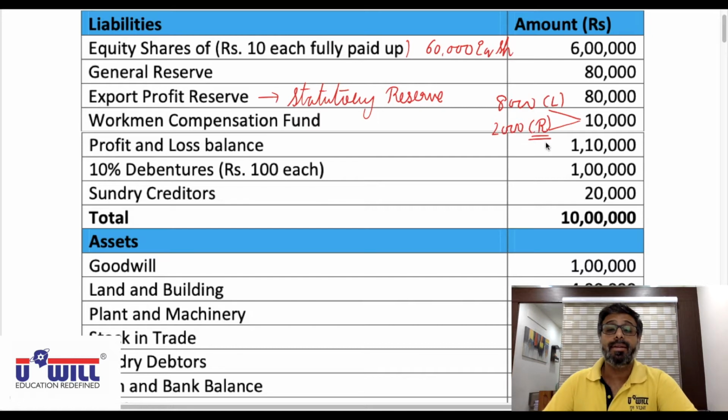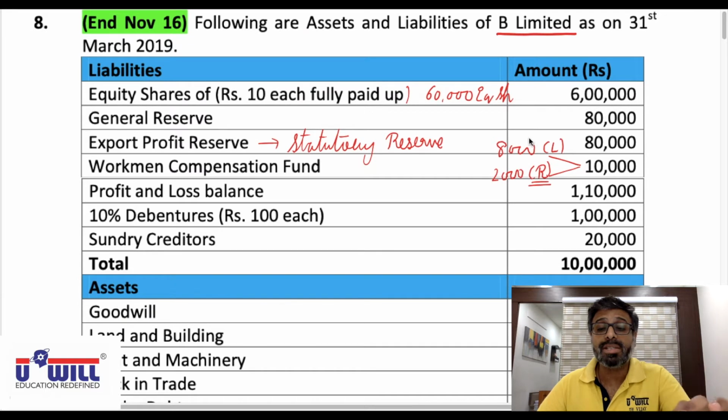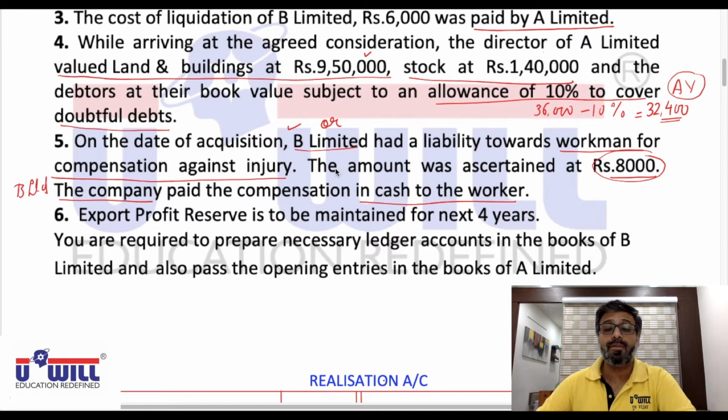I repeat it. If there is any confusion in the video lecture, pause it, rewind it and listen once again. 2,000 out of 10,000 is only in the nature of reserve.